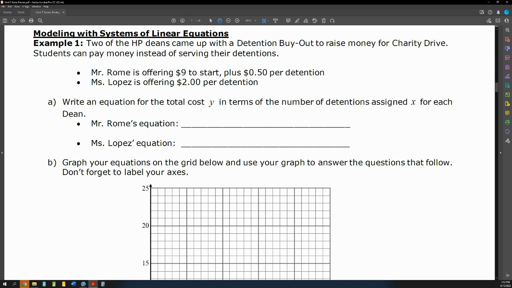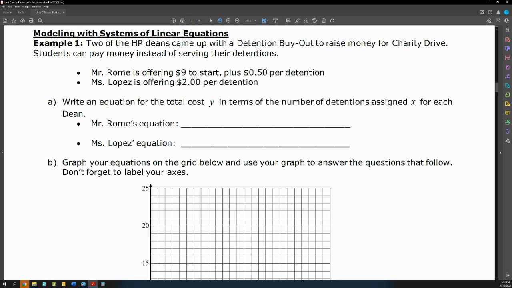Mr. Rome is offering $9 to start plus 50 cents per detention. Ms. Lopez is offering $2 per detention. Let's write an equation for both of them that represents the total cost y in terms of the number of detentions assigned, or x, for each dean.